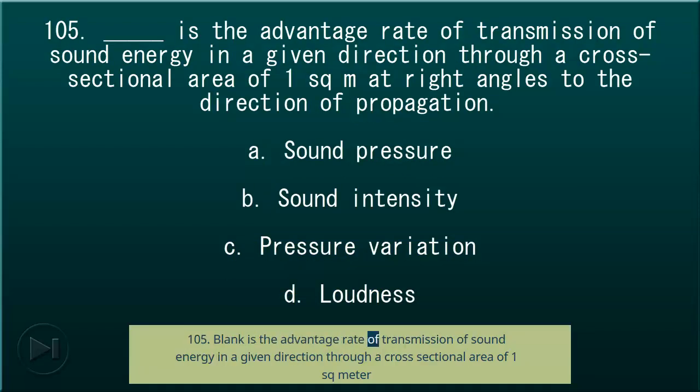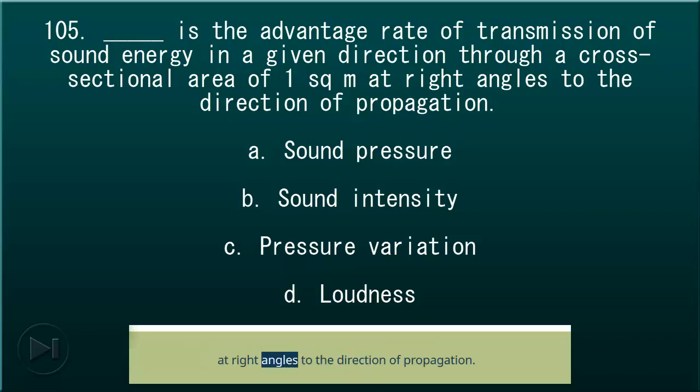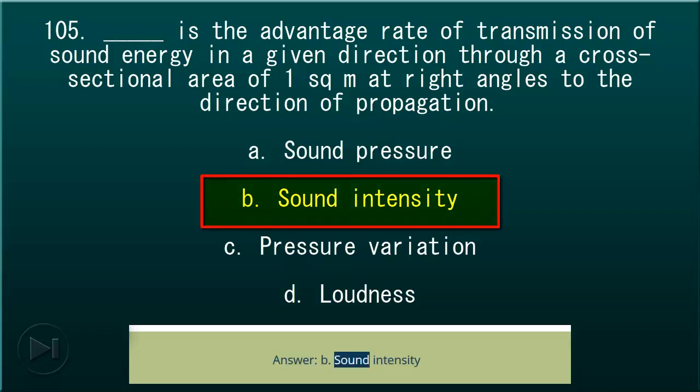105. Blank is the average rate of transmission of sound energy in a given direction through a cross-sectional area of 1 square meter at right angles to the direction of propagation. A. Sound pressure. B. Sound intensity. C. Pressure variation. D. Loudness. Answer, B. Sound intensity.